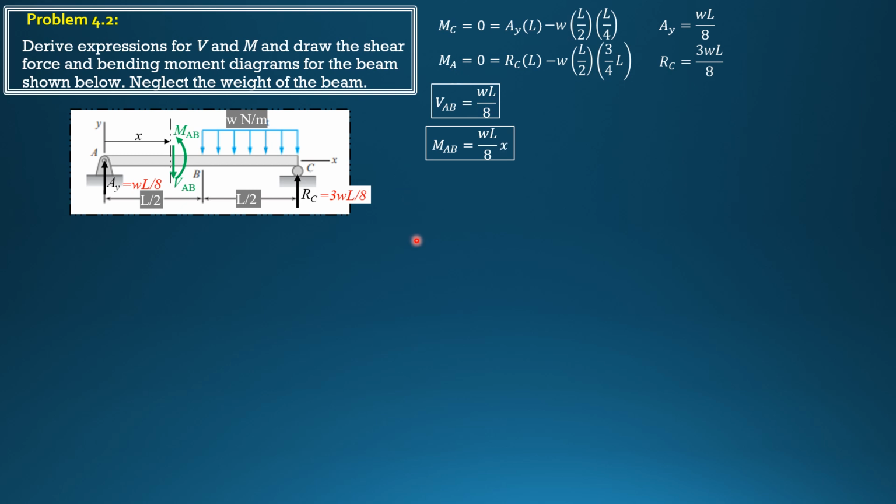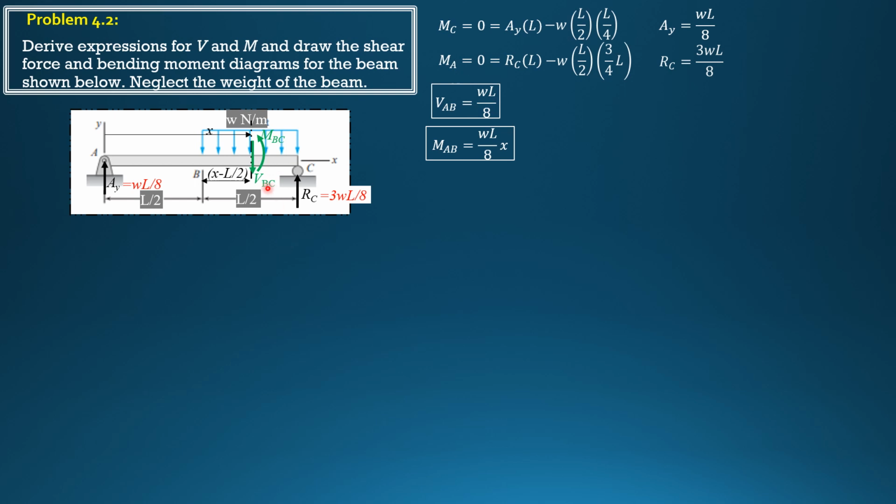Next, for section BC, you may consider, in this case, left or right. Let's consider this left portion of the section, and you may also consider the right portion of the section if you want, but remember the sign convention. So that's X. This is X minus L over 2, that distance. So this is the positive shear BC and positive moment BC.